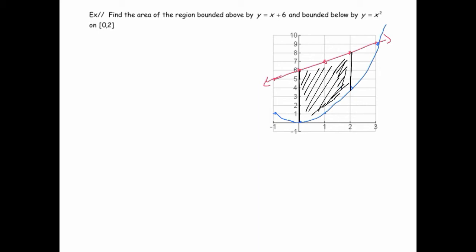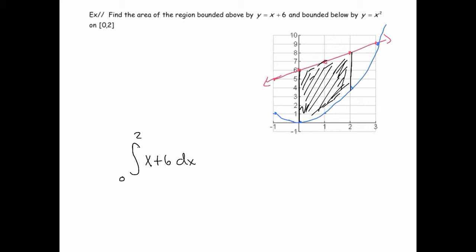Alright, so make sure you read that carefully. It says, again, bounded above by y equals x plus 6 means that's the upper boundary, and the lower boundary is y equals x squared. And so this integral is relatively easy to write down. You could break it up into two integrals. You could say, well, I'm going to do the integral from 0 to 2 of x plus 6.